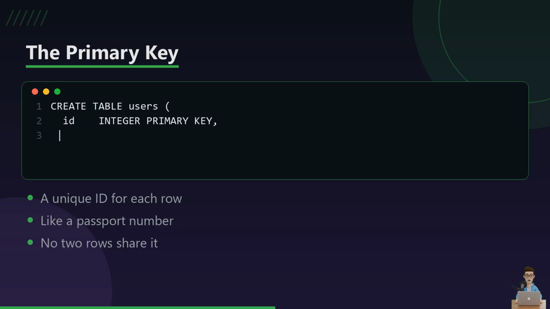Imagine two people both named Alex Smith in your table. How do you tell them apart? You give every row its own unique number, and we call that the primary key. It's like a passport number. No two are ever the same. Honestly, I once built a whole app with no primary key and spent a weekend untangling duplicate customers. So learn from my pain. In short, the primary key is the one column that guarantees every row is unique.